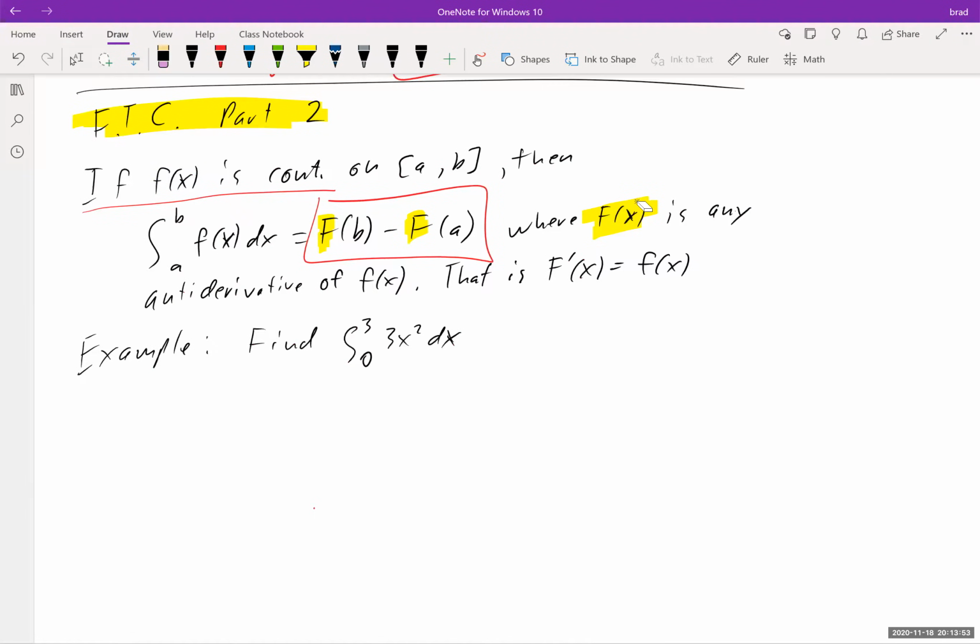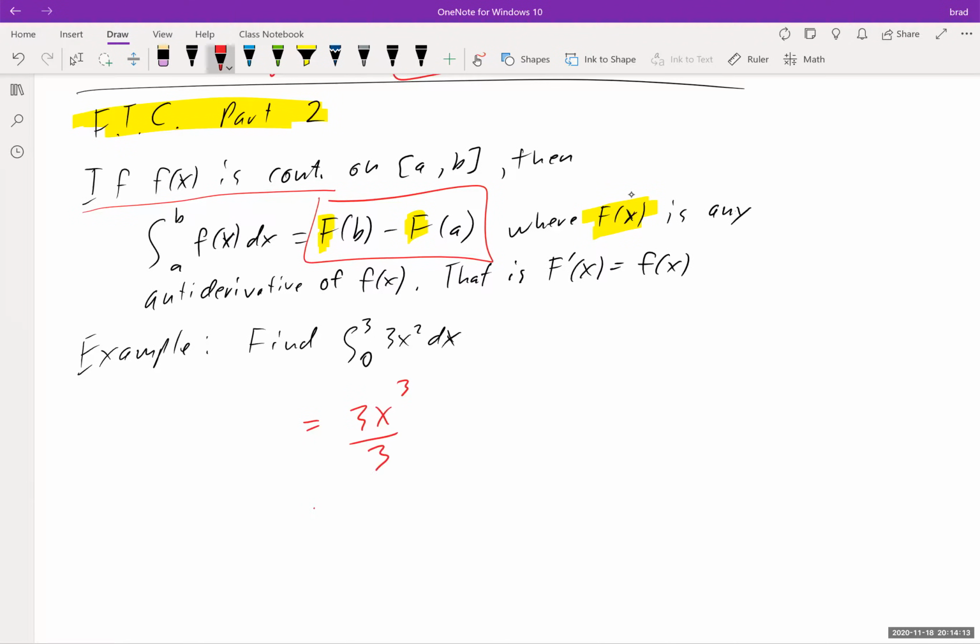So we're going to use antiderivatives to help us find this instead of having to use the limit at infinity of Riemann sums. Okay. So what I'm going to do is find the antiderivative of 3x squared. Well, I know the antiderivative of 3x squared is equal to 3x cubed over 3.